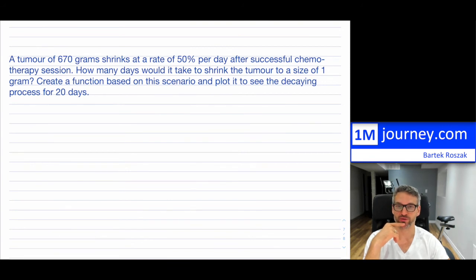And in systems control, you may be watching this as someone in grade 11, you might not have any idea what that is, but all our kind of controllers that we have utilize exponential functions quite a bit. So a tumor of 670 grams shrinks at a rate of 50% per day after successful chemotherapy session. How many days would it take to shrink the tumor to a size of 1 gram? Create a function based on this scenario and plot it to see the decaying process for 20 days.